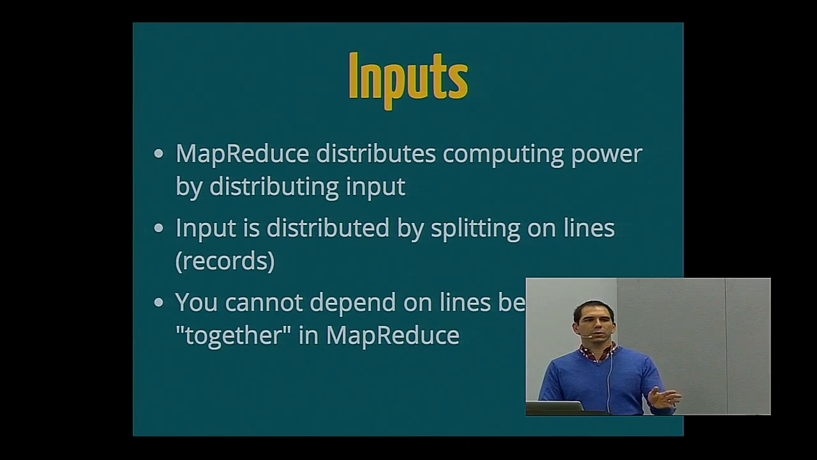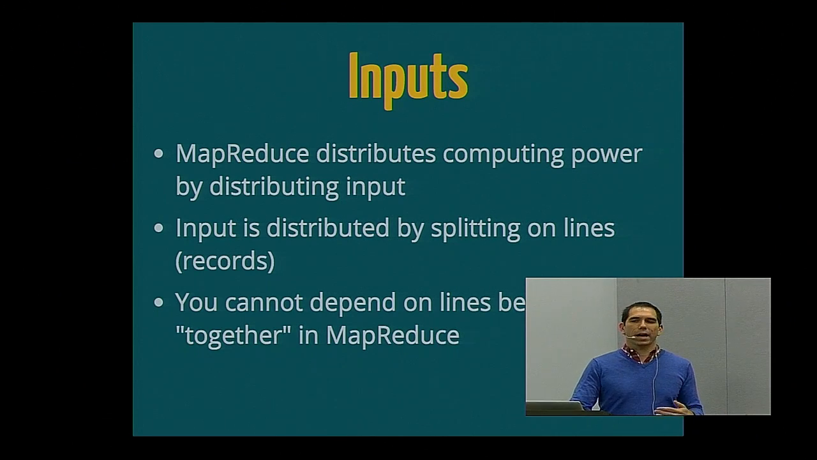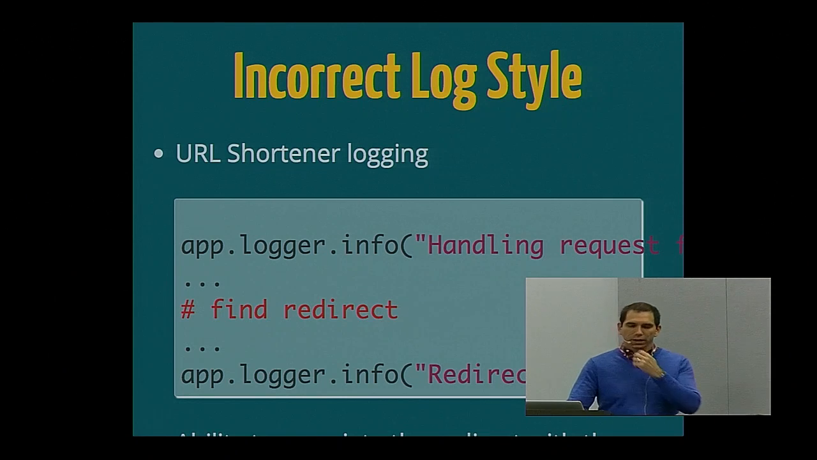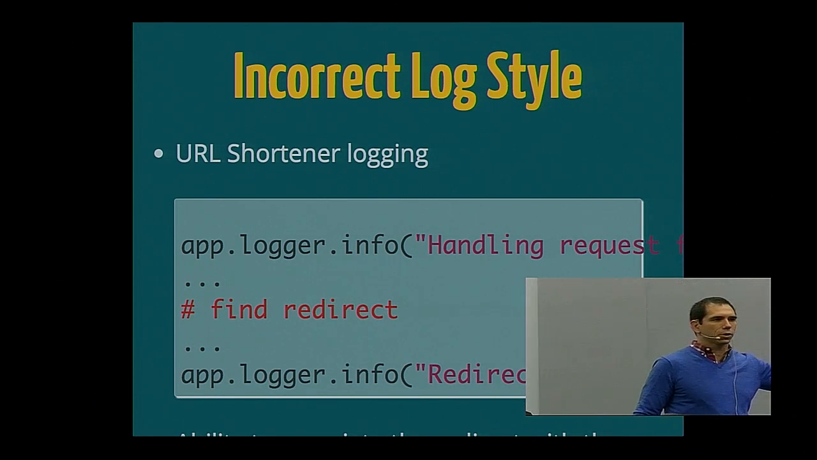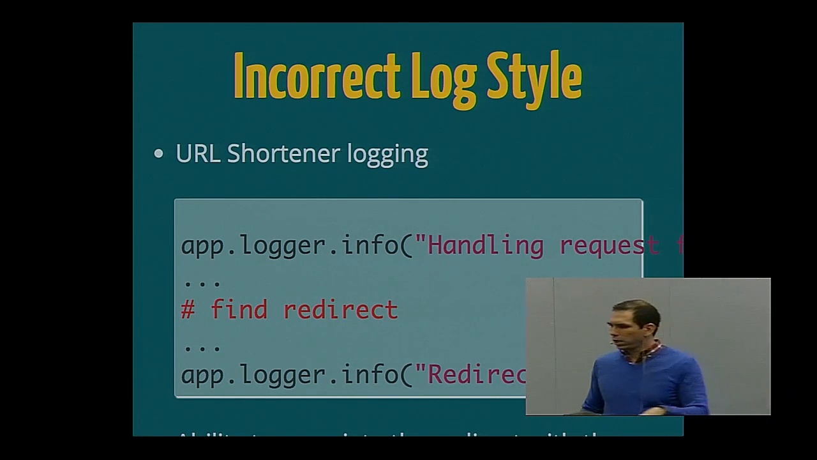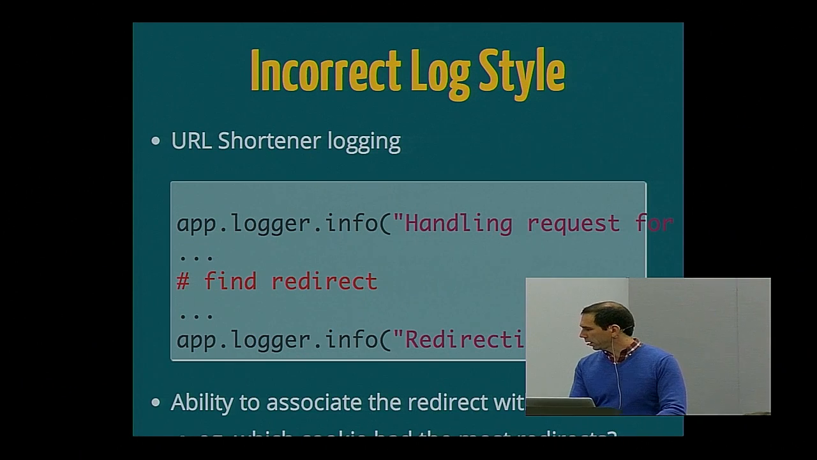A consequence of this, if you're considering how to actually do logging in your application, is that you want all of the information you want to associate on one line. So let's look at this incorrect example of logging. Let me zoom out a hair.